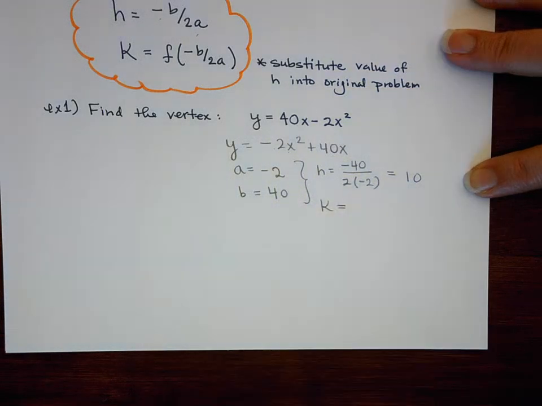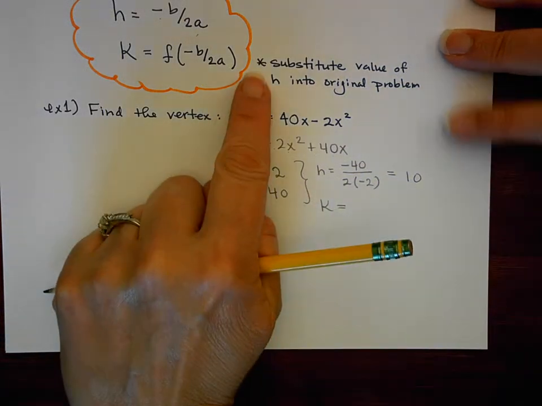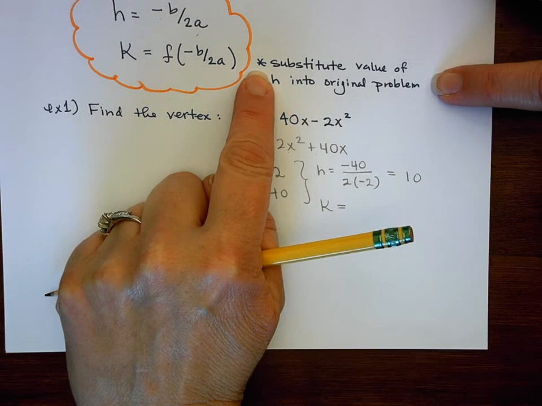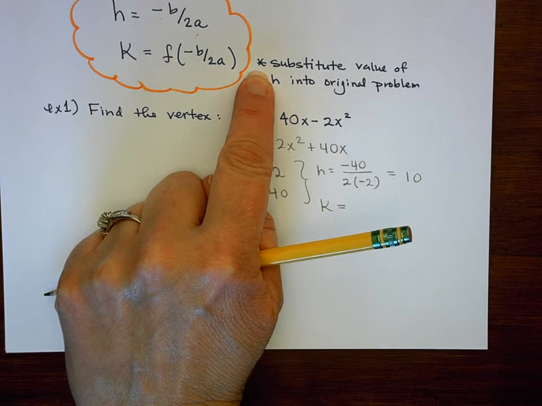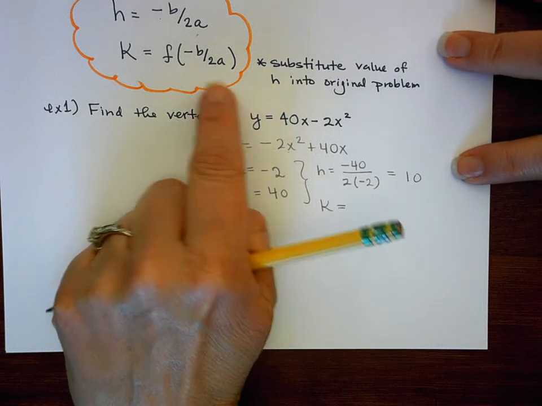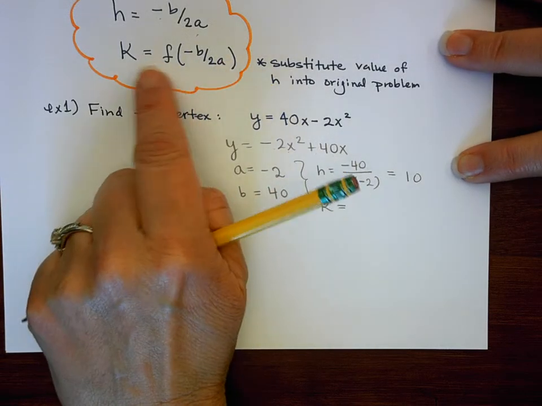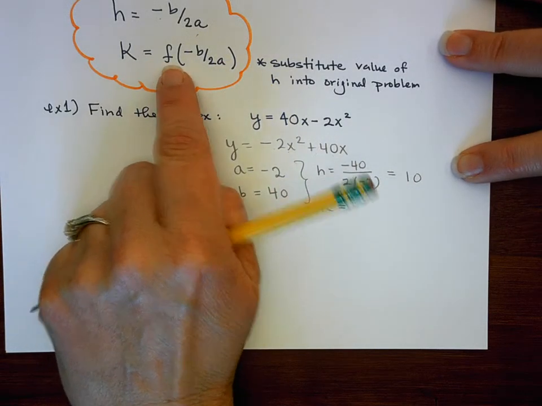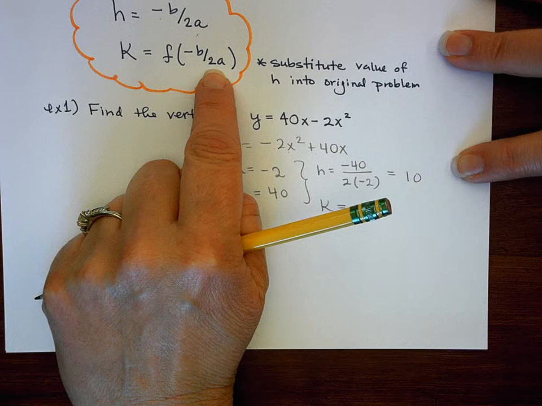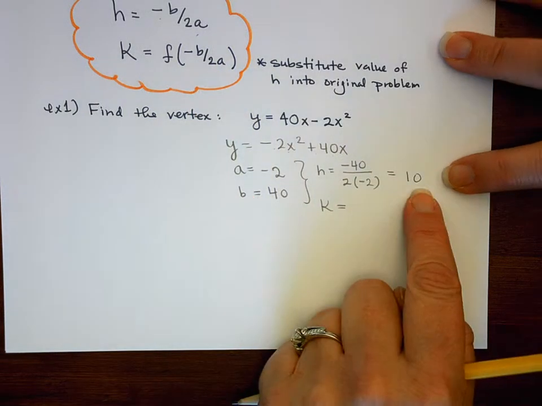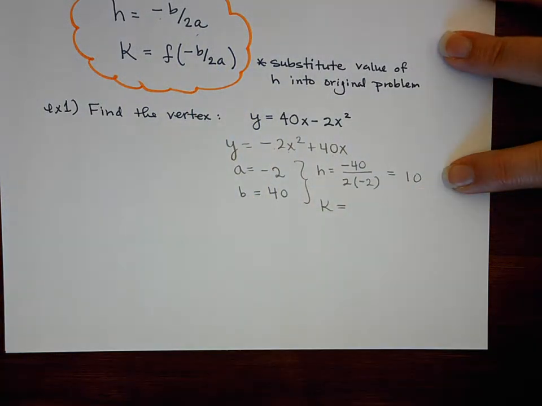So then now for k, it says to substitute your value of h into the original problem. So substitute the value of h into the original problem. So that's what this notation means here, right? So this is like our y equals f of x. Okay, and now we have a number for x. Okay. So then, Eduardo, what am I going to do with the 10? Where do I put 10?